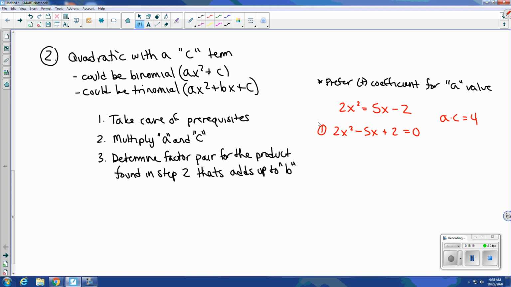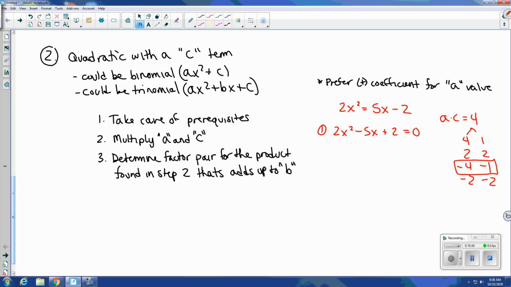So I'm going to break down 4 into factor pairings. So 4 could be expressed through the product of 1 and 4, 2 and 2. Now, neither of those add up to -5, but what we should remember is that I could get 4 by doing -4 and -1, or -2 and -2. And that's all the possible factor pairings. So of those 4 pairings, which pairing would add up to the b value of -5? It would be this pairing of -4 and -1.